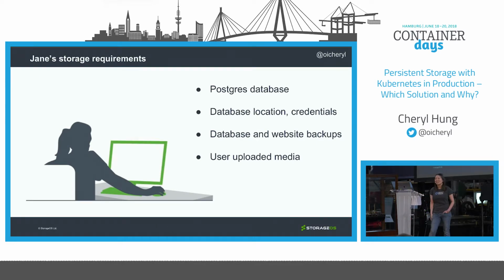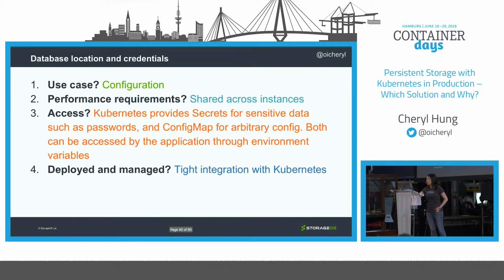Okay, back to Jane and her needs. She has multiple use cases. The application data is stored in Postgres. That database has a location and it has credentials that need to be discovered by the pods. She needs to back up the database and the websites. And then WordPress lets you upload videos and images and large blobs of data as well. So let's go through these and see how she would use them with Kubernetes.